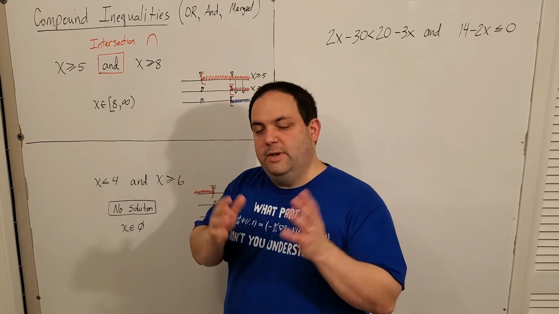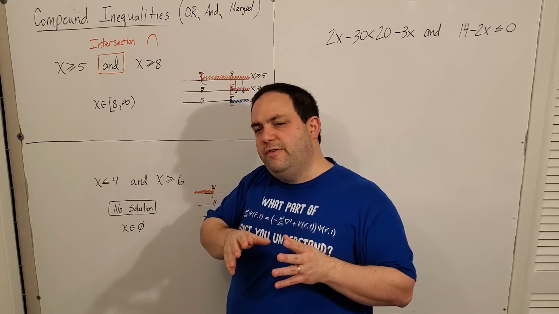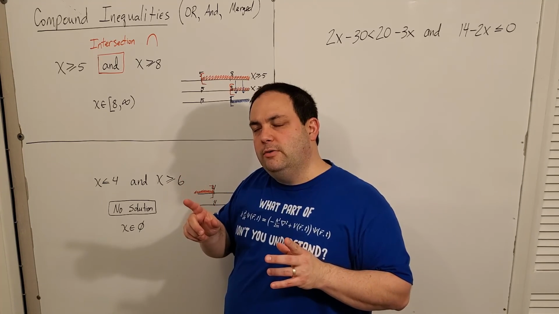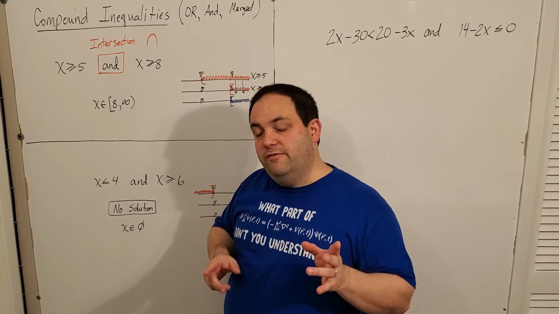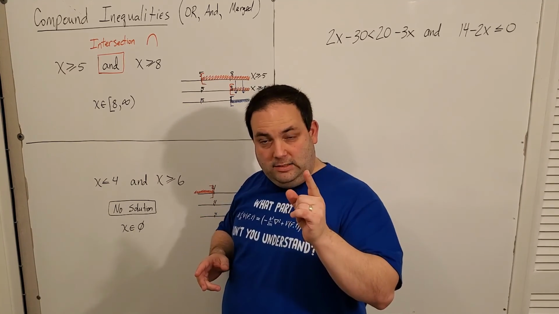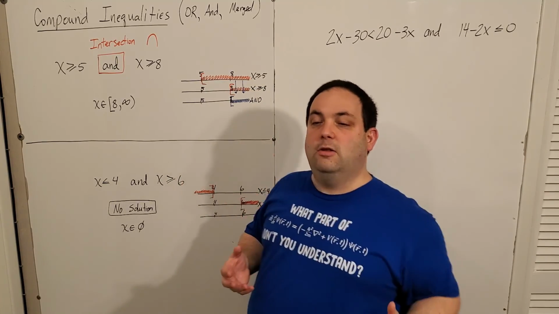So if I think to myself, is 5 greater than or equal to 5 and at the same time greater than or equal to 8? No, it's not. Is 10 greater than 5 and greater than 8? Yes. So 10 would be part of the solution. So, you could piece it together like that.